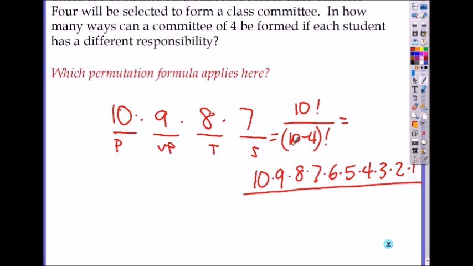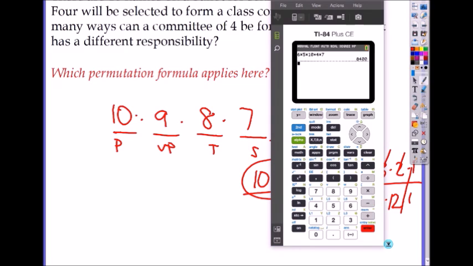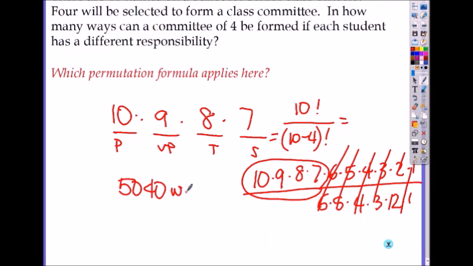If you're dividing by 10 minus 4, which is 6 factorial, that is 6, 5, 4, 3, 2, 1. So you see what happens? These get canceled out, right? They become 1s. 6 divided by 6 becomes 1. They cancel out. So you end up getting 10 times 9 times 8 times 7, which we got from here. Okay? So what is 10 times 9 times 8 times 7? 5,040 different ways is your answer.